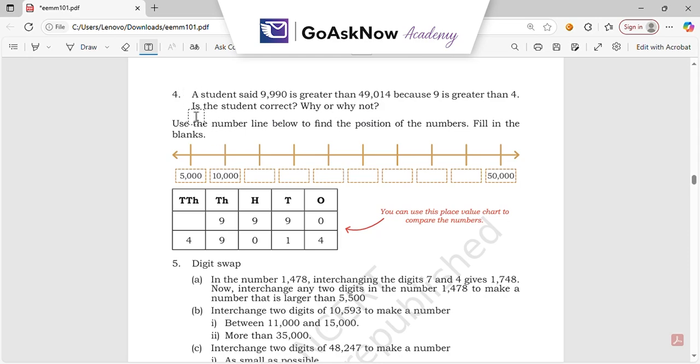Now let us check on the fourth question. The question is, a student states 9,990 is greater than 49,014 because 9 is greater than 4. Is the student correct? Why or why not? Let us check this first one.